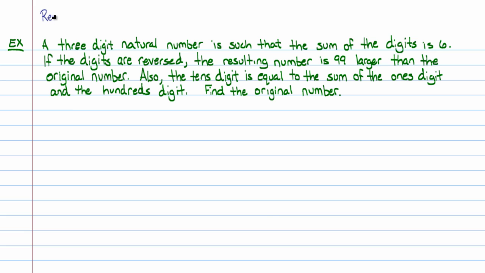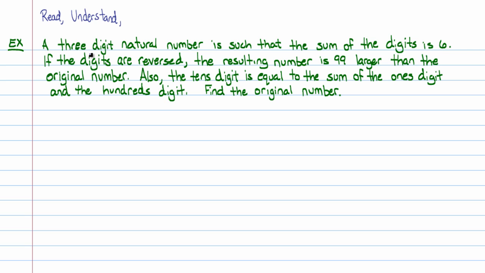So I've read the problem. It's right over here. I understand what's going on, even though I may not know how to solve it immediately, but it's still a pretty cool problem. I understand that we've got a 3-digit number. I'm going to probably have to reverse it at some point. I know the sum of the digits is 6. I know that when I reverse it, it's 99 larger than the original number, and I also know that the tens digit is equal to the sum of the ones and the hundreds digit.